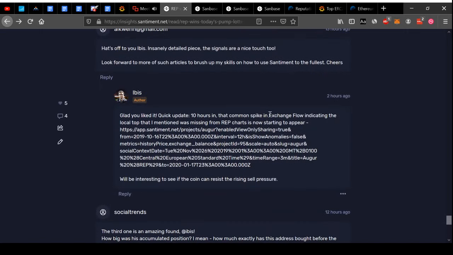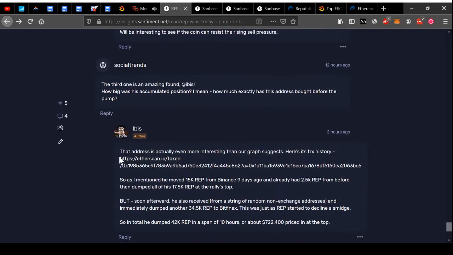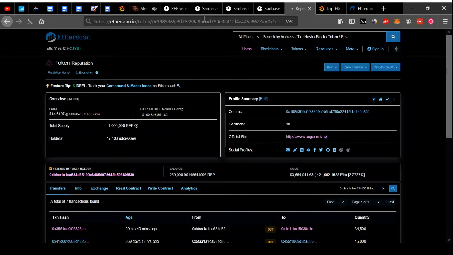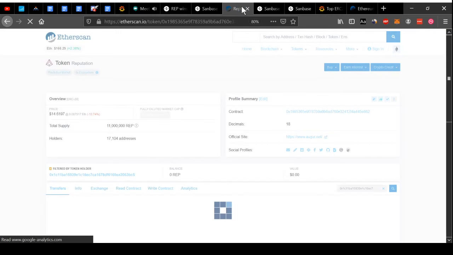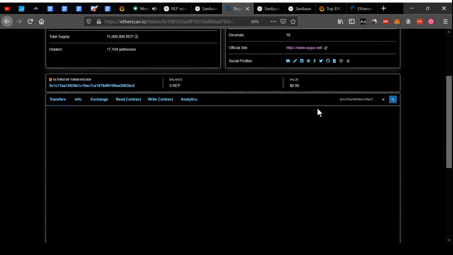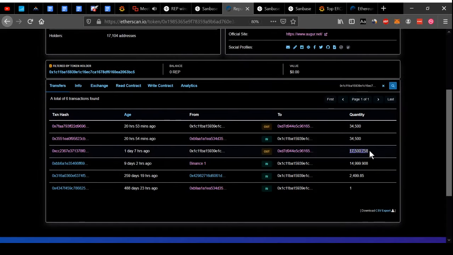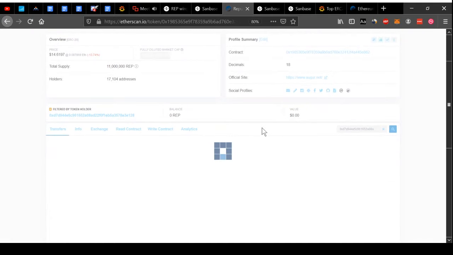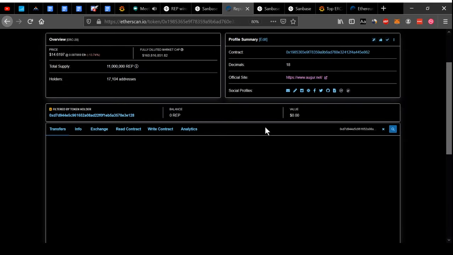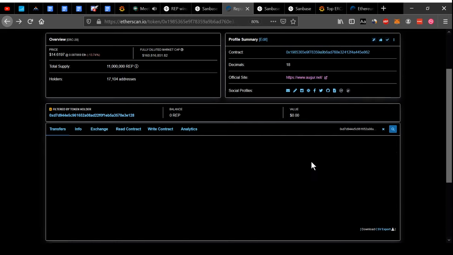Bitfinex. And actually, I wrote in the comment here, if you look at this address on Etherscan, he actually even dumped more than is shown in our historical wallet tool. So this is the 17.5K that he sent first to an interim address, and then, let me show you, to Bitfinex. So it goes to this address, and then it goes to Bitfinex.